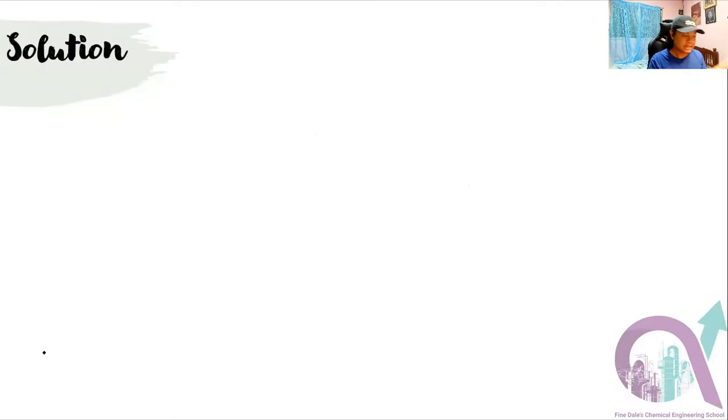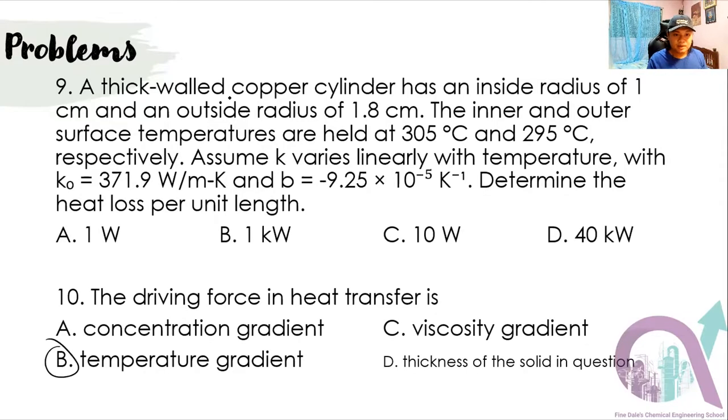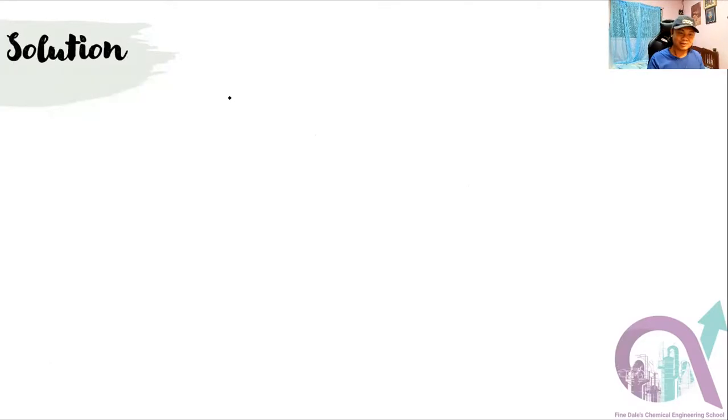Now let's answer number 9. We have a pipe, a thick-walled copper cylinder. The copper cylinder has an inside radius of, so please read it, and I'm gonna be drawing the schematic diagram for you. So we have a cylinder.